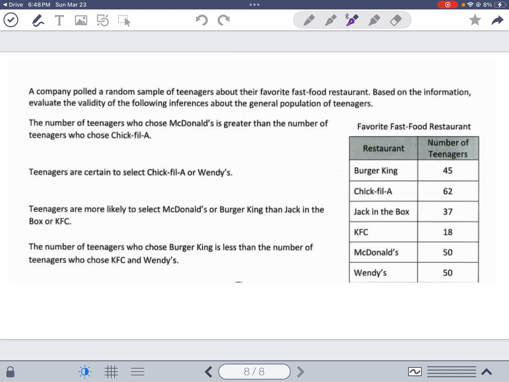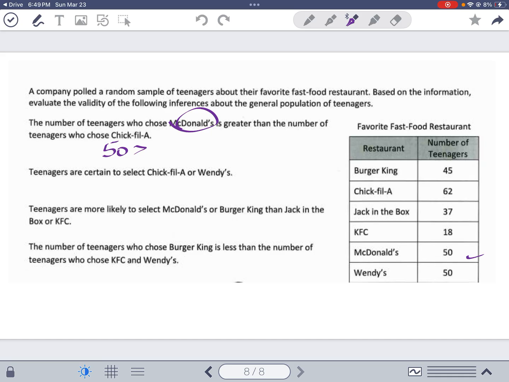All right, lastly, a company pulled a random sample of teenagers about their favorite fast food restaurants. Based on the information, evaluate the validity of the following inferences about the general population of teenagers. All right, so we got numbers of teenagers that were surveyed. 45 like Burger King, 62 like Chick-fil-A, 37 like Jack in the Box, 18 KFC, 50 McDonald's, and 50 Wendy's. All right, so I'm assuming we're probably going to have to add those up, but let's just go with it and see what happens.